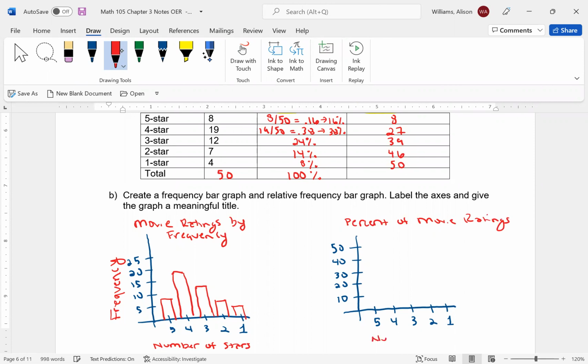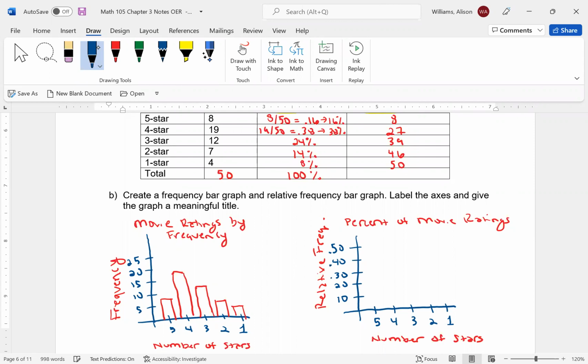This is the number of stars. And then this is the relative frequency or percentage. Here, I'll label it relative frequency. But I'm going to abbreviate frequency because of space. And because I'm not putting the percentages, I should probably put the decimals.